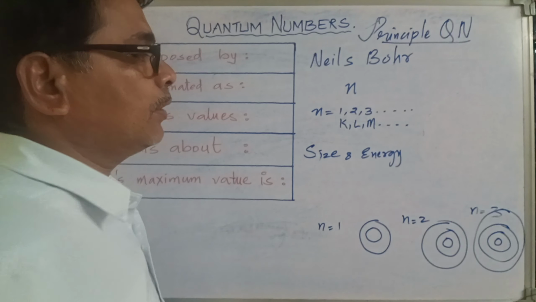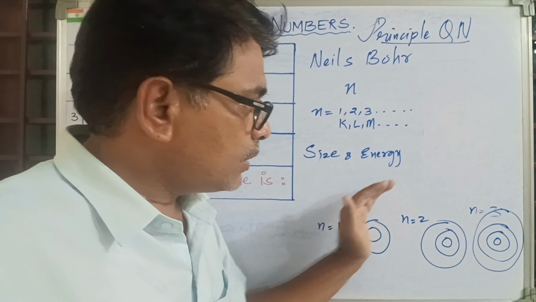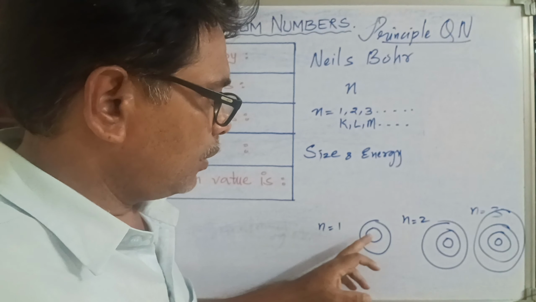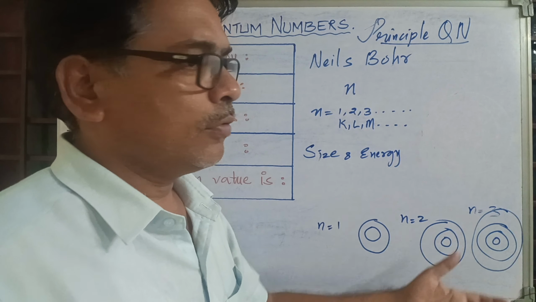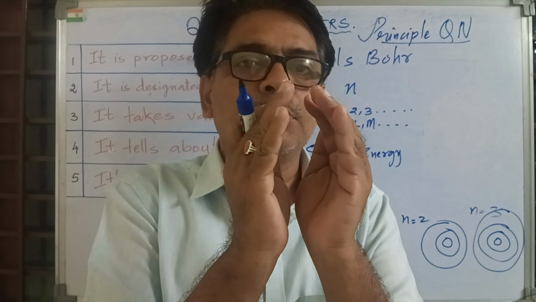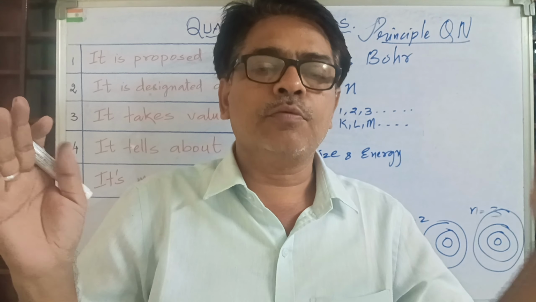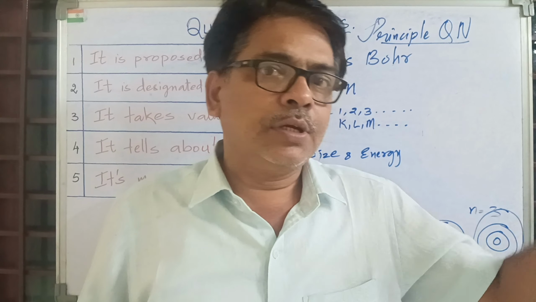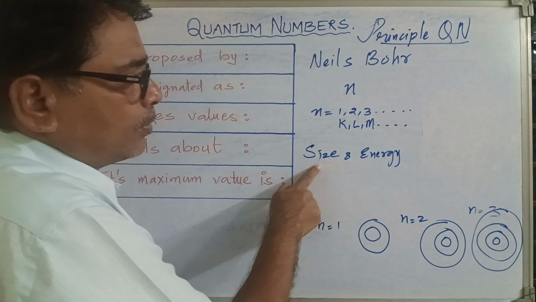Now tell me what is happening. As the n value is increasing, size is increasing. n = 1, n = 2 and n = 3. Imagine n = 4, n = 5. So as the n value is increasing, size is increasing. Right? So it is speaking about size.